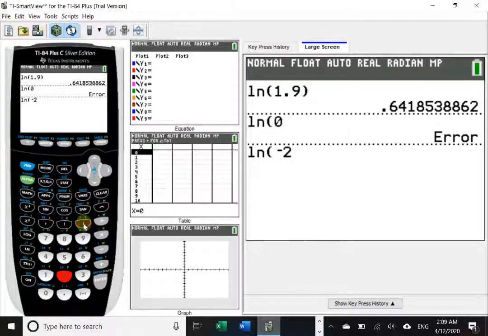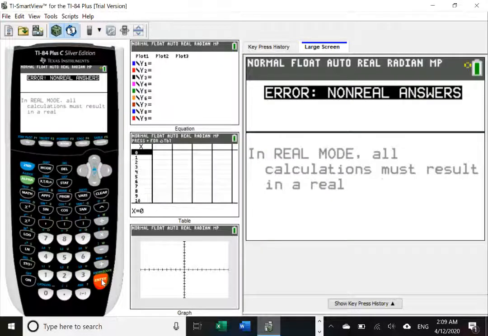-2, close paren. And check this one out. See this one now? Again, this one is interesting. The error is different now. The error message right up here reads, non-real answers. In real mode, all calculators must result in a real number.